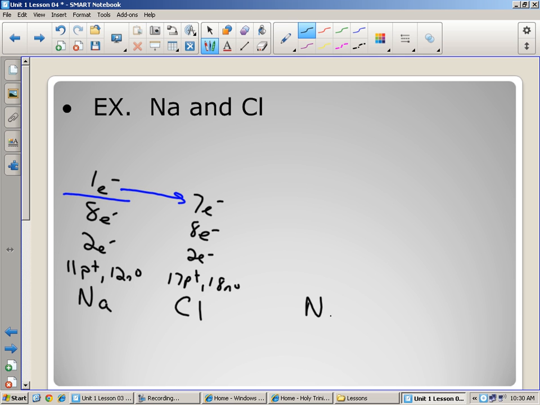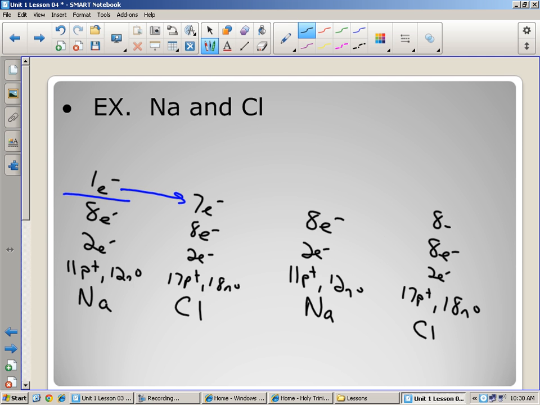But when that happens, you get this. That electron is gone. And chlorine, of course, is 17 protons, 18 neutrons, 2, 8, and now the outside one also has 8, and they're filled. So when they come close enough together, this will happen. Chlorine will take that electron, fill its outside energy level, sodium will lose that electron, and now you get this.